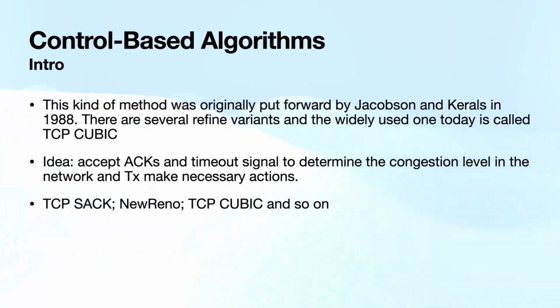So let's talk about control-based algorithms. This kind of method was originally put forward by Jacobson and Karels in 1988. There are several refined variants, and the widely used one today is called TCP Cubic. The idea is to use ACKs and timeout signals to determine the congestion level in the network, and the transmitter takes the necessary actions. There are some samples.